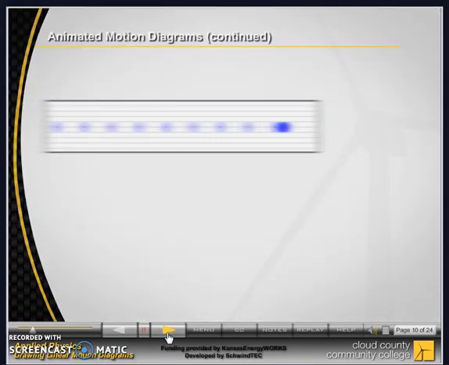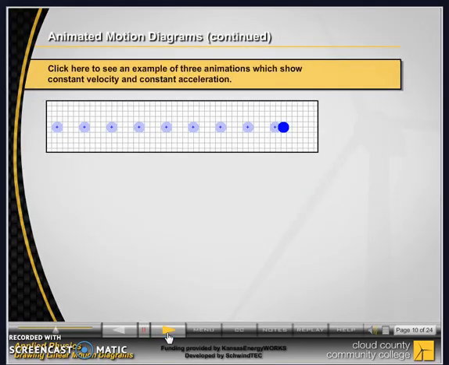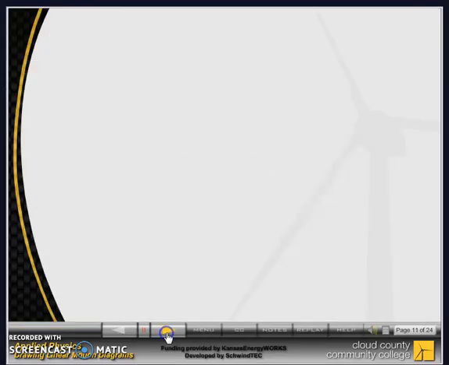Here is an additional example of 3 animations which show constant velocity and constant acceleration. Let's try a problem. On your own, draw the motion diagram associated with the problem as you do it.